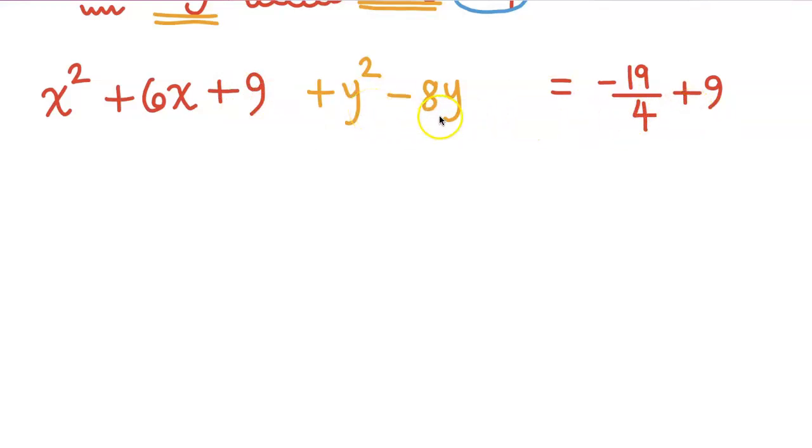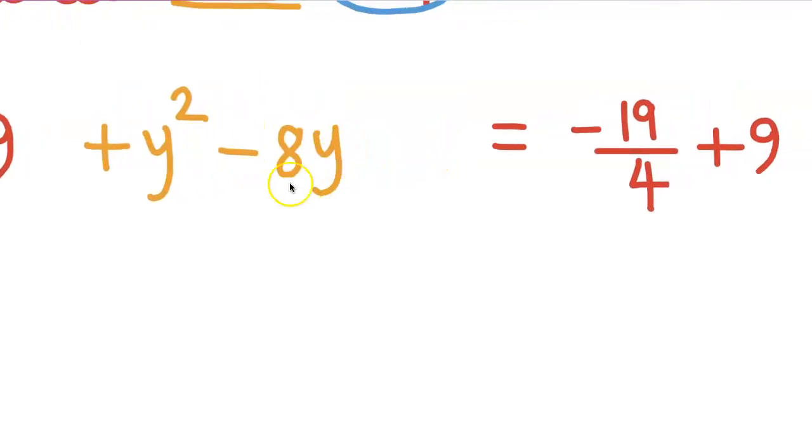All right, let's handle the oranges now. So look at this middle number over here. Look at just the y's. We always take half of the middle number and we square it. What's half of 8? 4, right? So you square 4, and whenever you square, it's always positive. So there's no reason for you to worry about what sign it will be. You will always be adding a number.